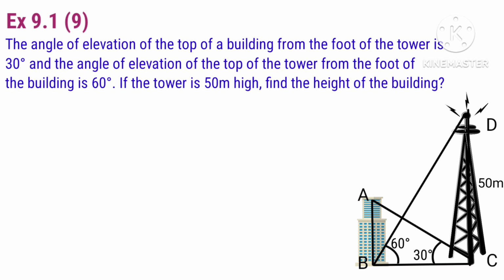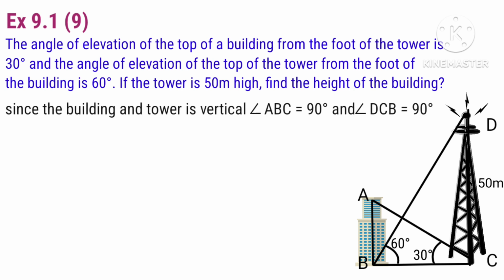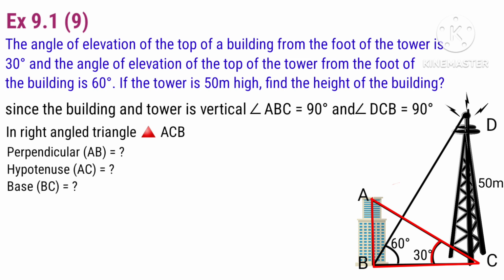So you know that the building and tower is vertical. So here we have two right angle triangles. So angle ABC is 90 degree and angle DCB is 90 degree. So now you need to find the height of the building, that is AB. So here AB is in the first right angle triangle, that is ABC. So here opposite to theta is perpendicular. So here AB is perpendicular. Opposite to 90 degrees hypotenuse, so AC is hypotenuse, and theta and 90 degree will fall on the same line. That line is known as base. So here BC தான் base.